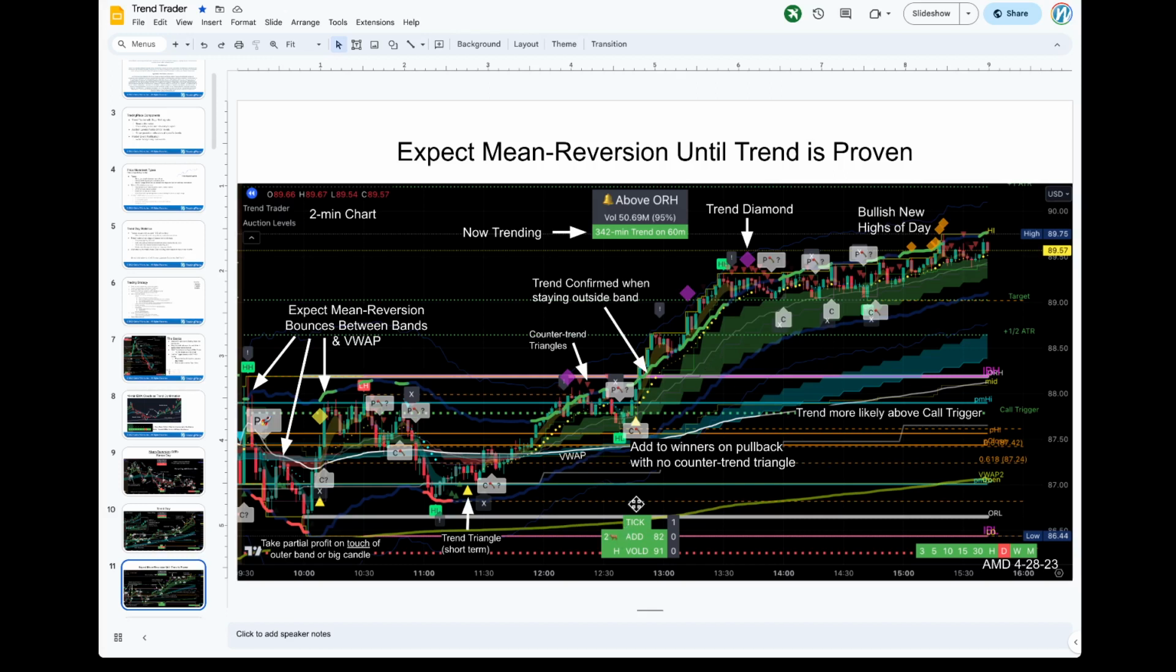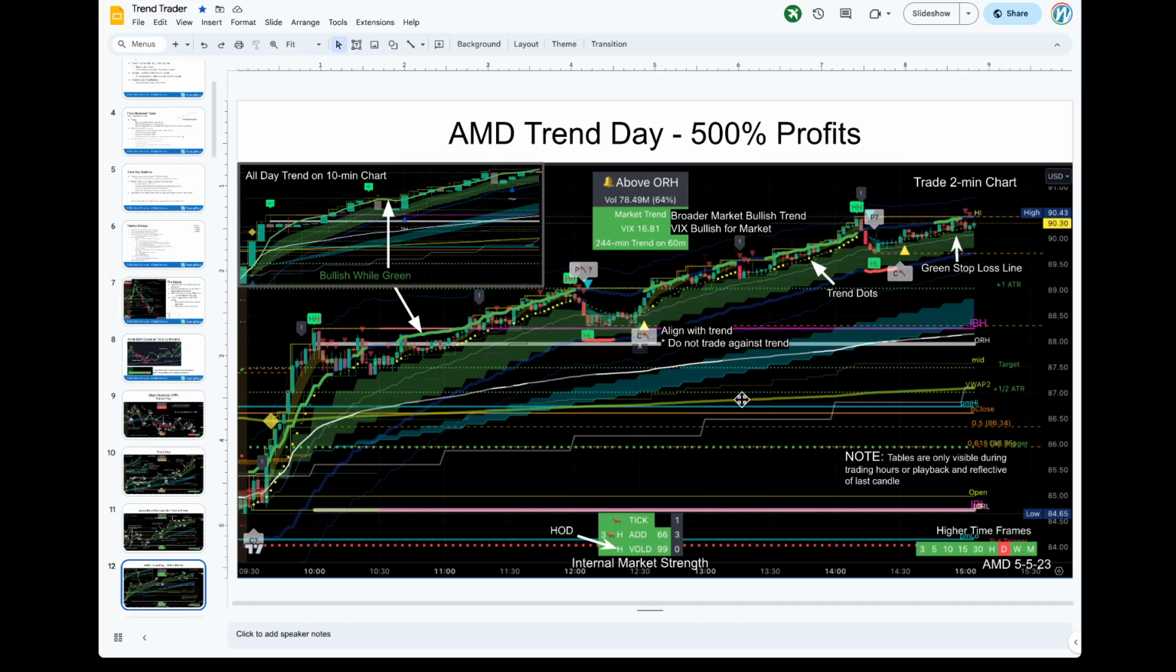Definitely make sure that you move your stop loss up. Don't let a green trade go red. Take some profit at 20%, 30%, but if it looks like a trend, make sure you keep runners. If you don't see a trend, if it's mean reversion, take your profits, move on, and wait for the next trade. So again, here's another one, AMD.